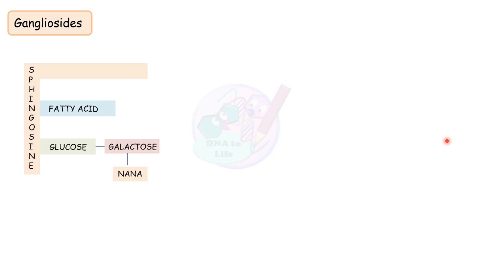Next one are gangliosides. Gangliosides are similar to globosides. They also have more sugar units, but they have one more group, and that is N-acetylneuraminic acid, which is present here. First sugar is glucose here, second is galactose, then it's N-acetylneuraminic acid. And this is the example of GM3 gangliosides.